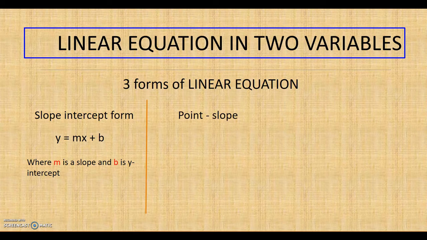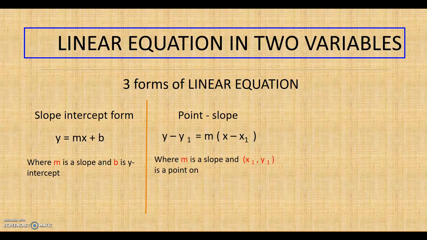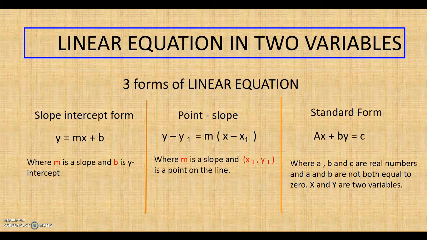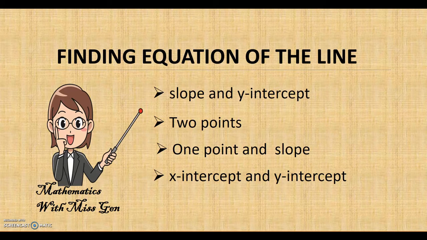Second, point-slope with the formula of y minus y sub 1 is equals to m times x minus x sub 1, where m is a slope and x sub 1 and y sub 1 is a point on the line. And the third one is the standard form of linear equation, where ax plus by is equals to c, where a, b, and c are real numbers and a and b are not both equal to 0. X and y are the two variables.